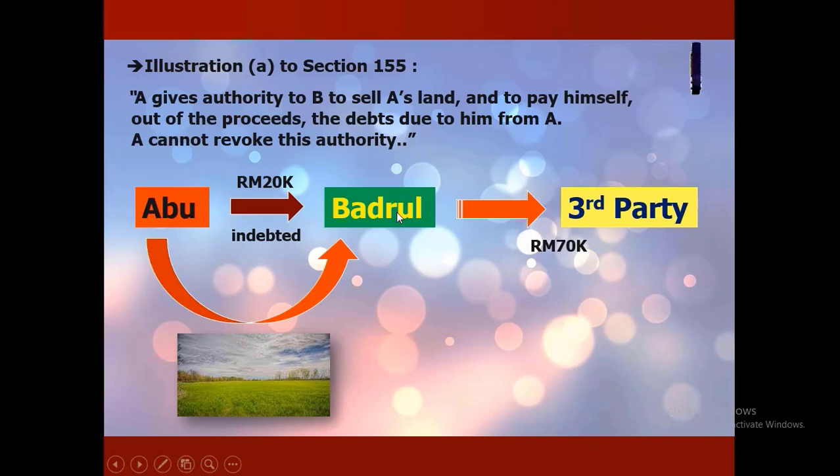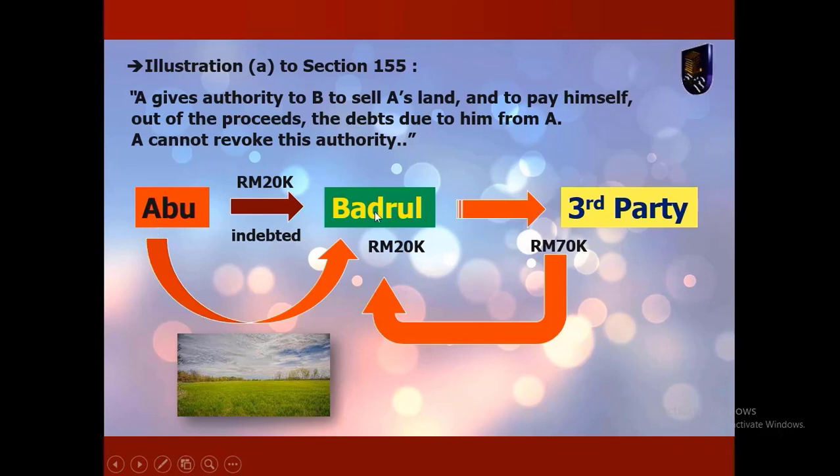Then Badrul later on managed to find a buyer. The buyer is the third party, and Badrul sells to the third party the land for the price of 70,000. And it was agreed under the agreement between Abu and Badrul, where once Badrul sold the land to the third party, the proceeds, hasil daripada 70,000 ni, 20,000 will be paid to Badrul for the debt of Abu. So maknanya hasil daripada jualan tanah ni, tanah principal that is Abu, it was agreed that 20,000 akan diambil daripada 70,000 ni, bayar Badrul untuk hutang Abu kepada Badrul.